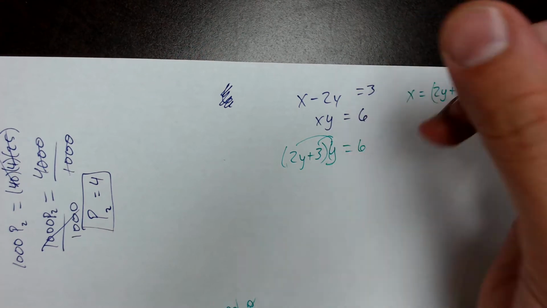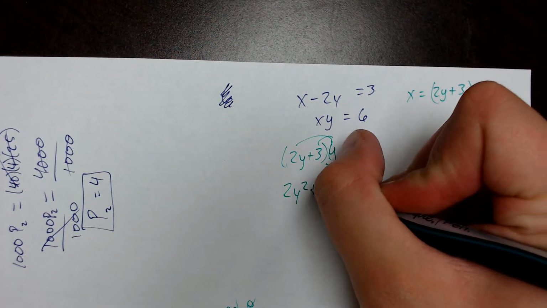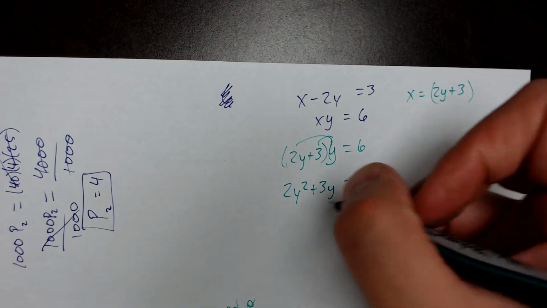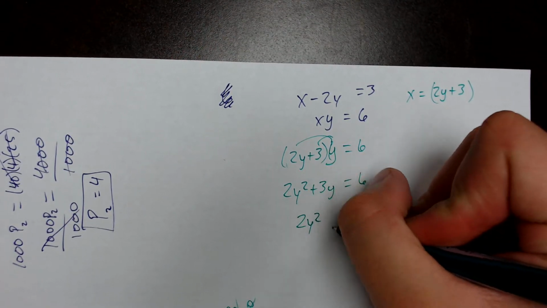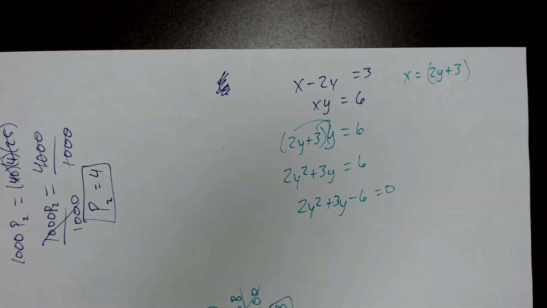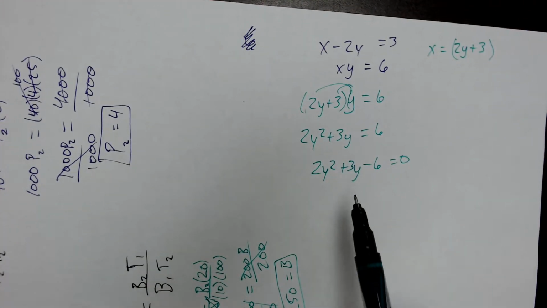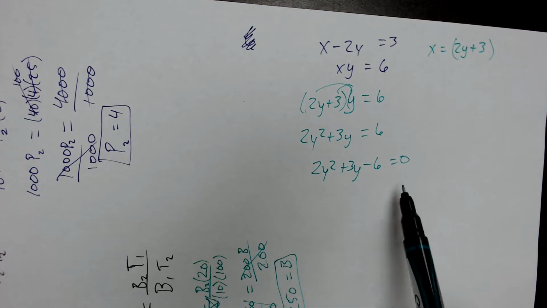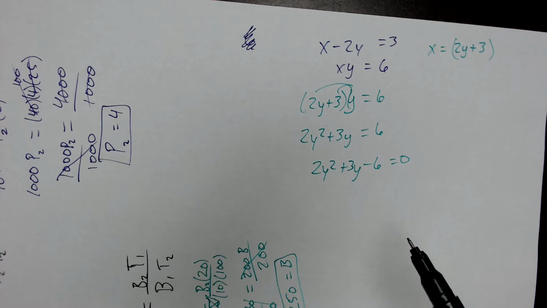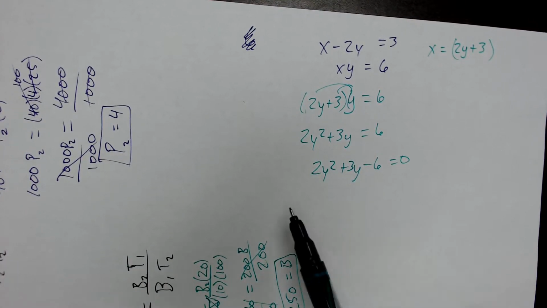I'm going to go ahead and distribute. I get 2y squared plus 3y equals 6. I'll set the equation equal to 0, so then I get 2y squared plus 3y minus 6 equals 0. And the lesson would like to point out that it's almost impossible to factor this perfectly as a trinomial, so you should use quadratic formula to solve it. And that's all they want to tell you. So we're going to use quadratic formula to solve this, and then we're going to get 2 answers.